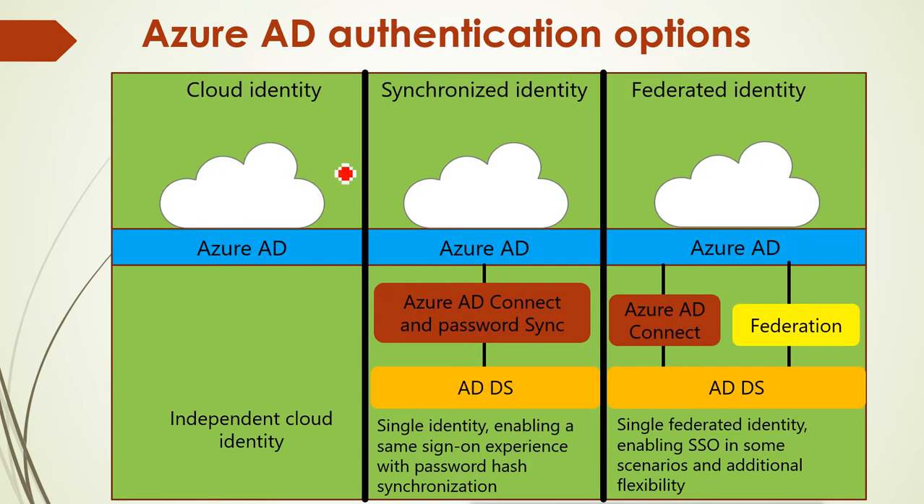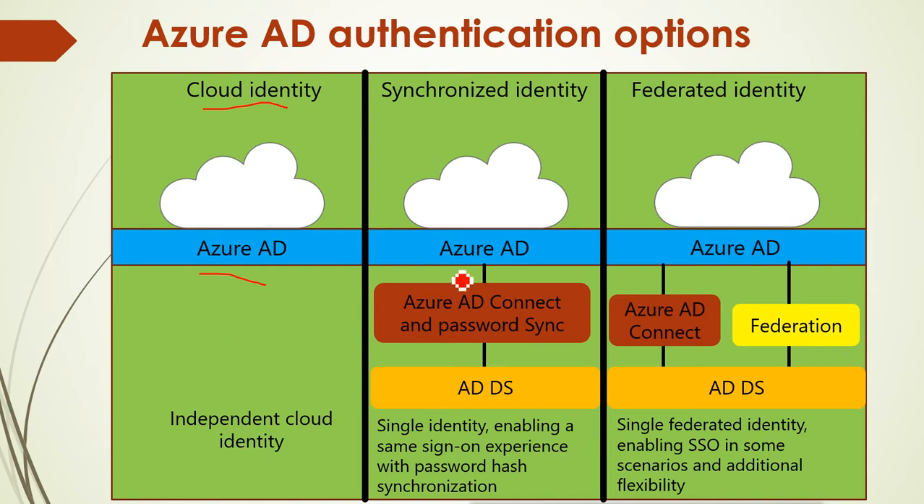Then Azure AD authentication options. What are the authentication options we have? First, we have cloud identity. Cloud identity, where we have the Azure AD, is an independent cloud identity. That means we configure the Azure AD totally on the cloud, and whatever users we create on that Azure AD will be used for authentication. That will be a completely independent cloud identity.